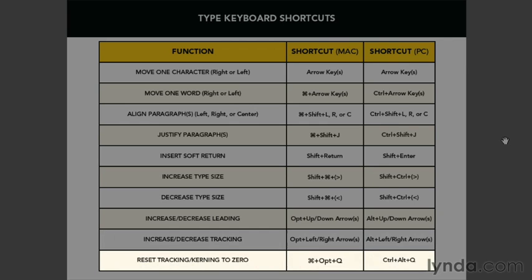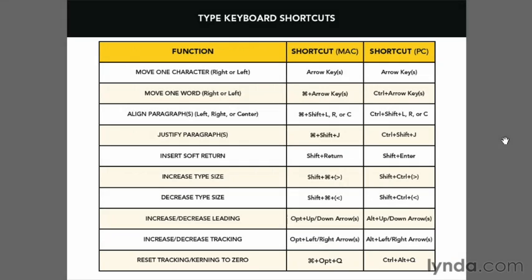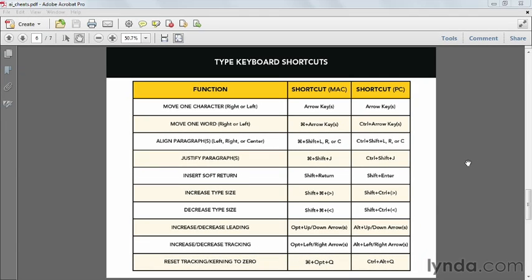If you find that you've messed your text up or that you just need to reset everything, you can reset your tracking and kerning values back to 0 by selecting the text, holding down the Command and Option key on Mac, the Control and Alt key on PC, and pressing the letter Q. Let's jump into Illustrator and I'll show you some of these in action.